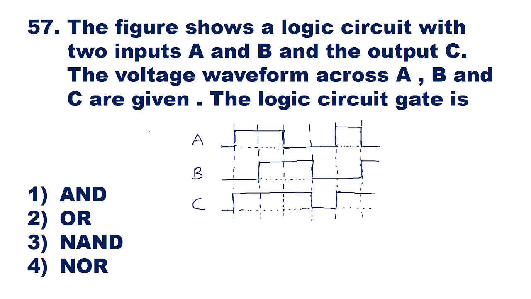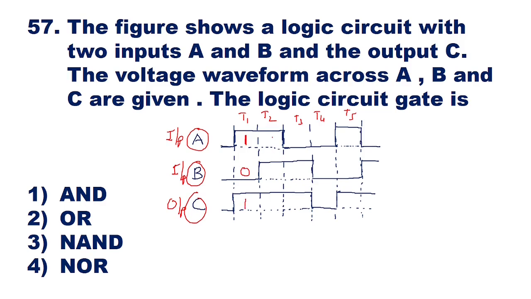Now if you see the voltage waveform here, this is input A, this is input B, and this is output C. If you see these voltage levels, this is the first time interval, this is the second, this is the third, this is 4 and this is 5. In the first time interval, A is high, that is logic 1, B is low, that is logic 0, and C is high.